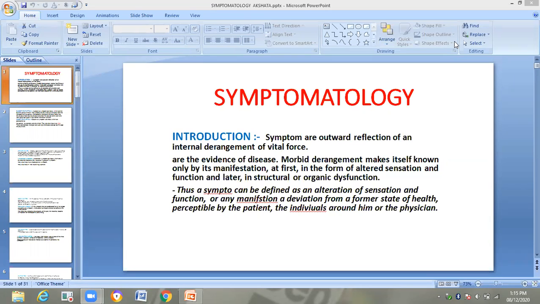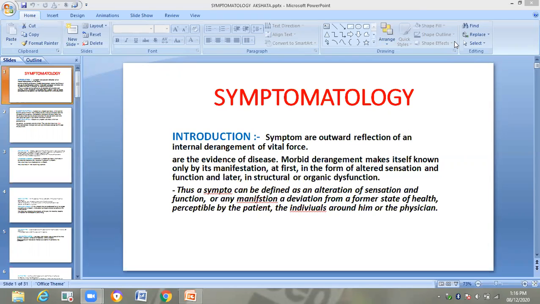Okay. So the symptom is nothing but any change in the health of the organism which is felt by the patient himself, remarked by those around him, and observed by the physician. So it is called as symptom. What is symptom? Symptom is nothing but any change in the health of the organism which is felt by patient, remarked by the people who are around him, and observed by the physician as well.